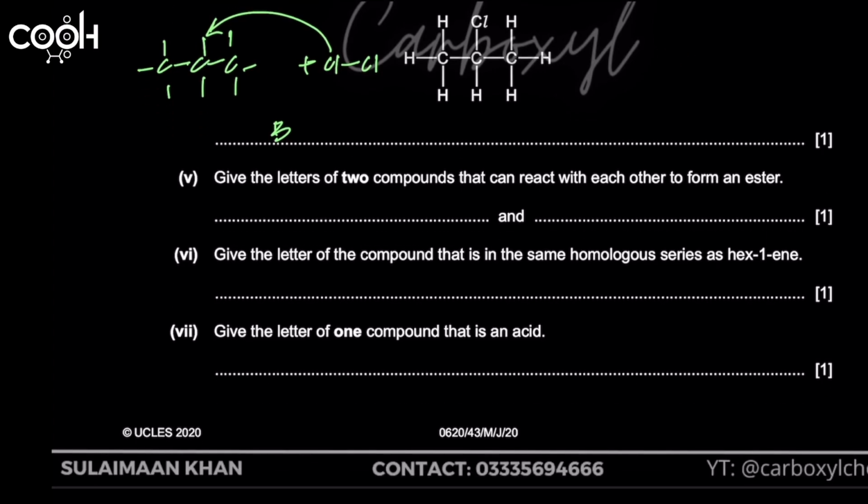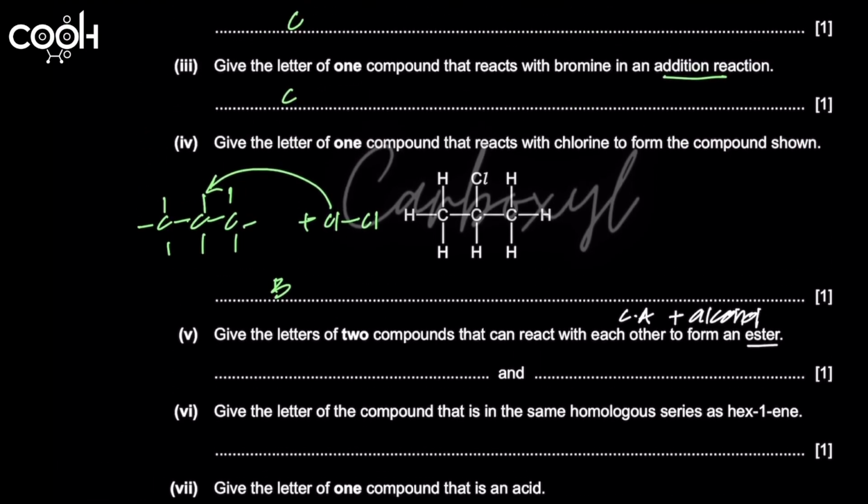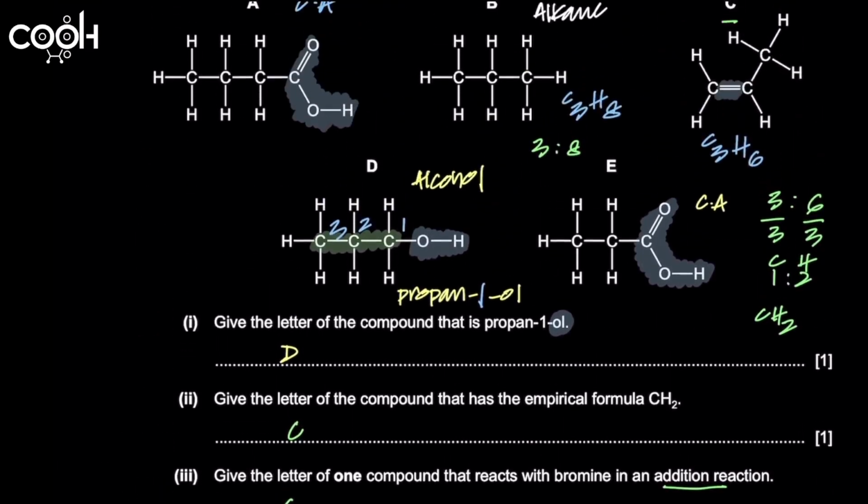Then it says, give letters of two compounds that can react with each other to form an ester. How do you make an ester? For an ester to form, you need a carboxylic acid reacting with an alcohol. And obviously we provide certain conditions, which is we use an inorganic acid, usually concentrated sulfuric acid, concentrated H2SO4, and we heat it to about 200 degrees Celsius, right? So you have to check your list, and you have to select an alcohol and a carboxylic acid.